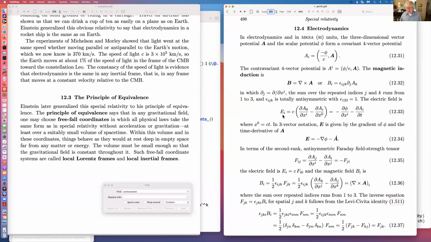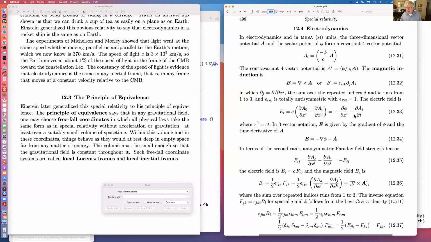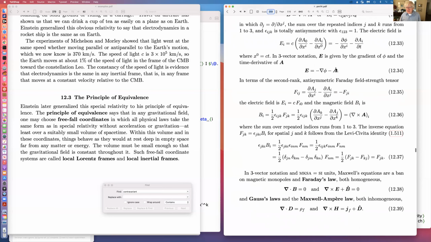The electric field is minus the gradient of the electrostatic potential, minus the time derivative of the vector potential. So one way to write it is this way, where dot means time derivative.